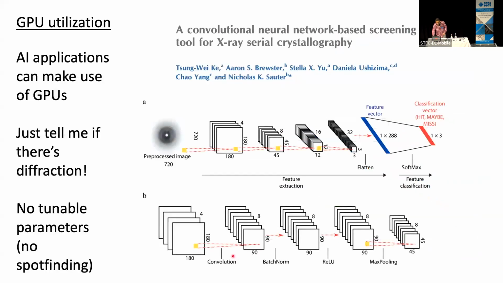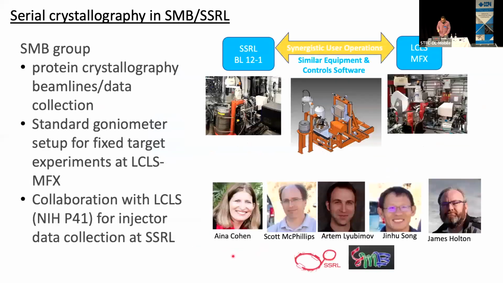When you're getting lots of data really fast, you want to think about, do I need to save every shot? And how can you quickly figure out whether or not to save a shot? This was a paper that came out in 2018 from Nick Sauter's group, where they trained a neural network to tell you, does my image have diffraction, usable diffraction? And we've kind of been doing that where I work now.